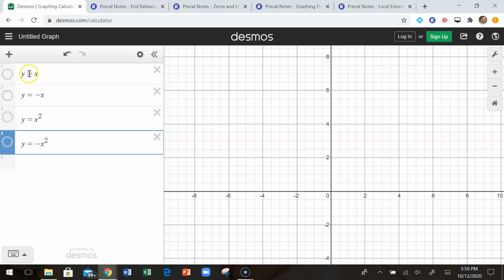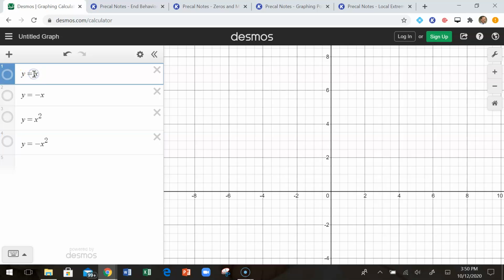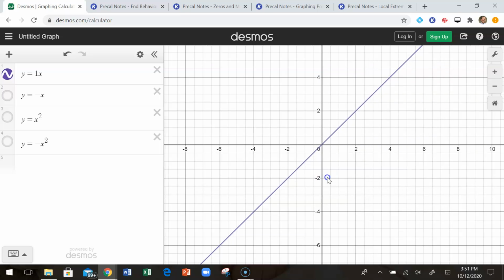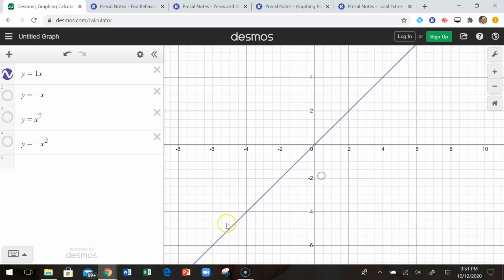A line with a positive coefficient, if I put a 1 here, that's a positive value. My end behavior is down on the left, right? If I go forever to the left, it's going down, and forever on the right, it's going up. So my end behavior is down and up. And again, that matches what we just did. If I think about a line with a positive slope, I know that it's down on the left and up on the right.